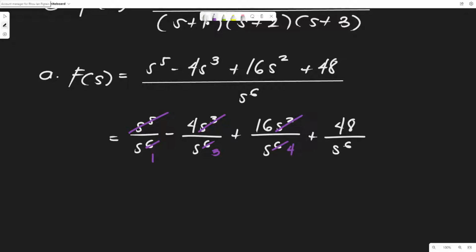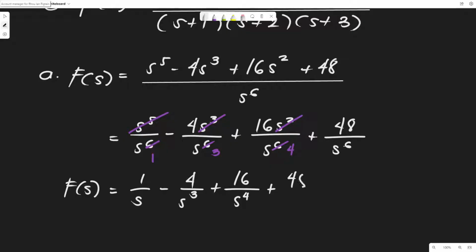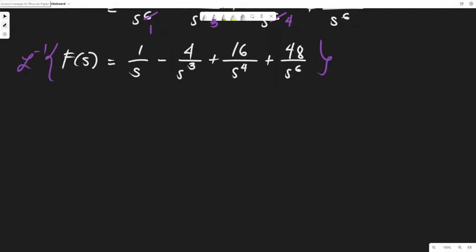Tapos, ayan. Then, rewrite lang natin para mas maayos, kasi dito na tayo mag-i-inverse. Minus 4 over s cube plus 16s over s to the 4th plus 48 over s to the 6th. So, kunin natin yung kanyang inverse Laplace. Okay. So, for the inverse Laplace, katulad yung sabi ko kanina, formula based lang tayo.